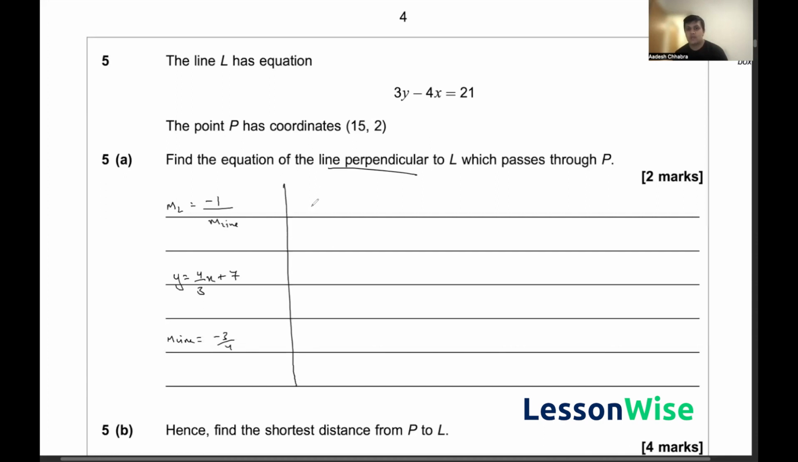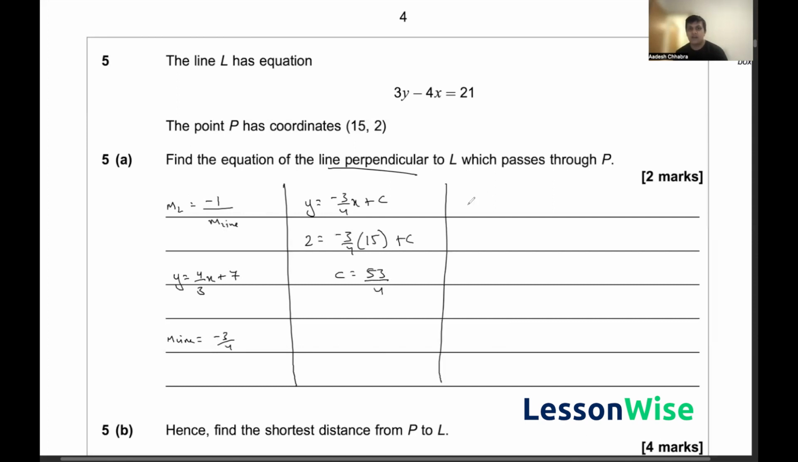So the equation of the line is going to be y equals -3/4 x plus a constant c. To find the value of c, we can use the coordinates of P as the line passes through P. If we substitute the coordinates of P into this, we get 2 is equal to -3/4 times 15 plus c. And c, if you put this into a calculator, is equal to 53/4.